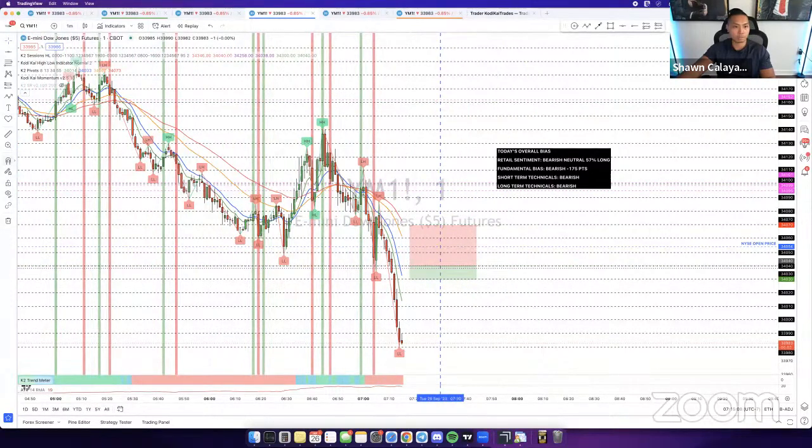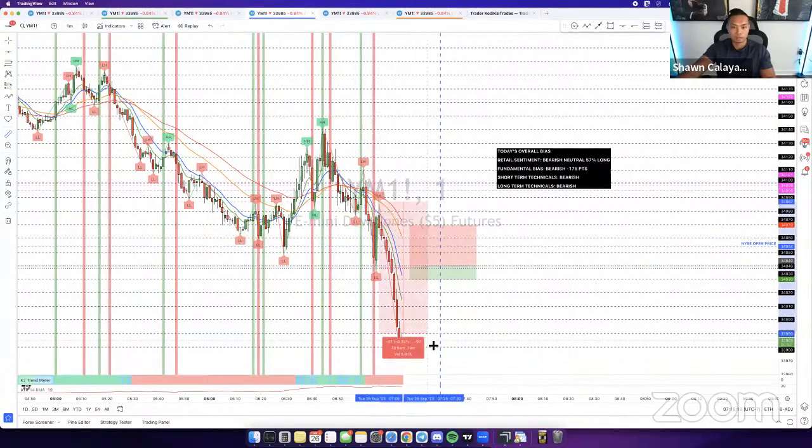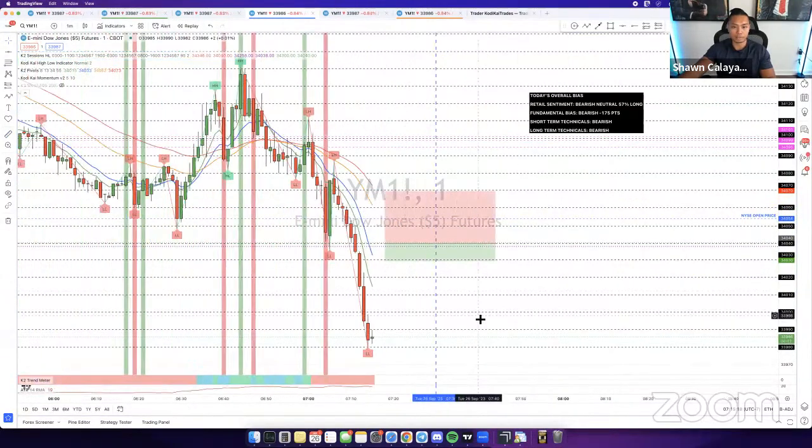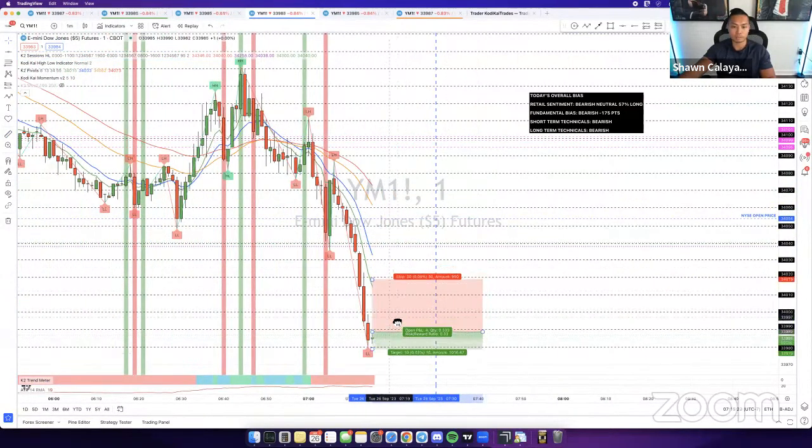Okay, let me measure this real quick, guys. So this is overextended right here. I don't know if I'll take this momentum pullback scalp. It's definitely a little bit too overextended. I'll mark it up for you guys, but like I mentioned earlier, you don't have to take every single trade.